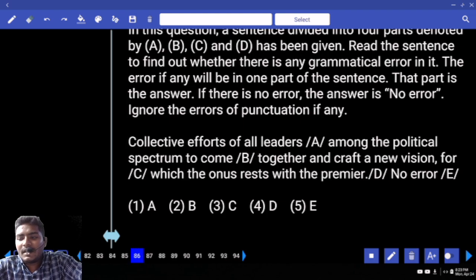Collective efforts of all leaders among the political spectrum to come together and craft a new vision for which the honors rests the premier. Can you tell me the subject verb combination here? What is the subject of the sentence? Collective efforts. Why?